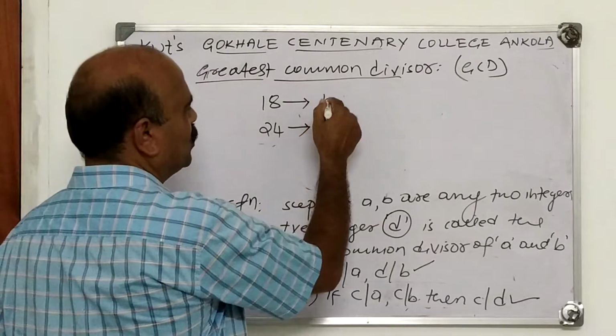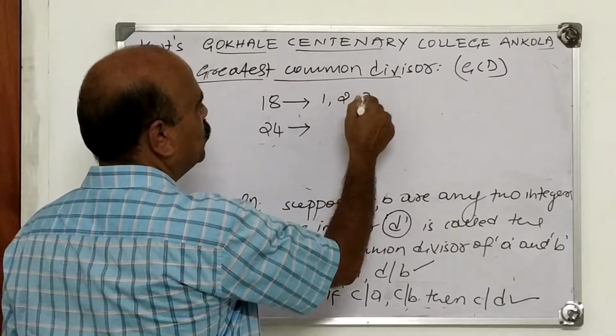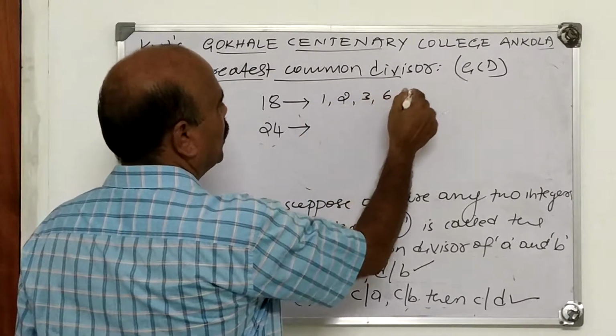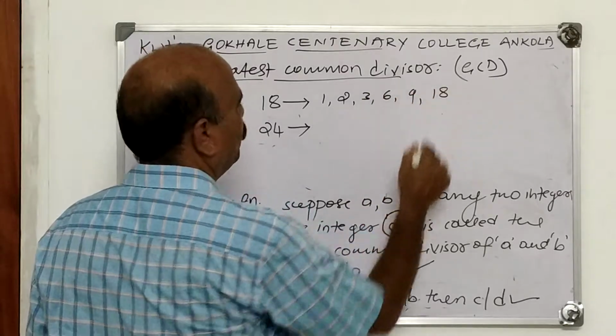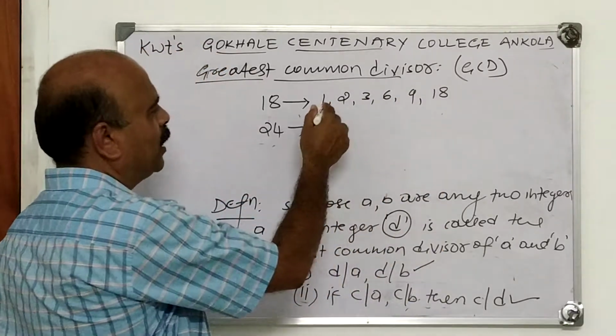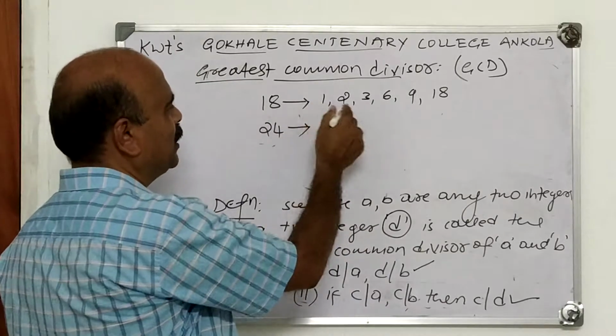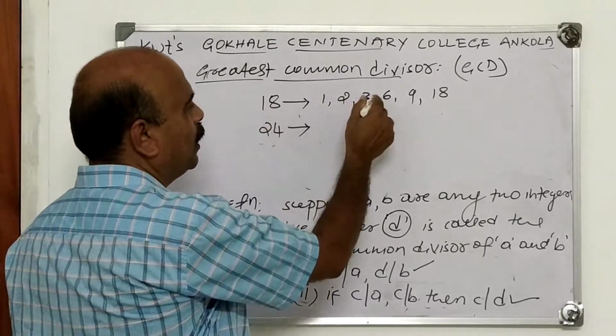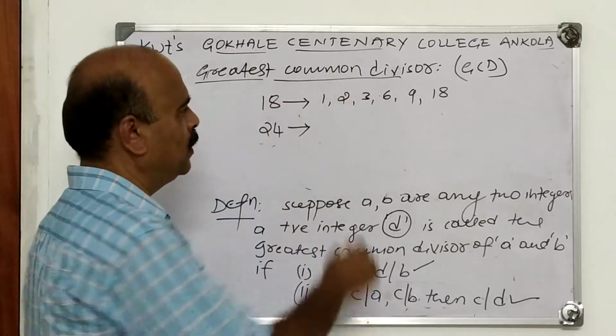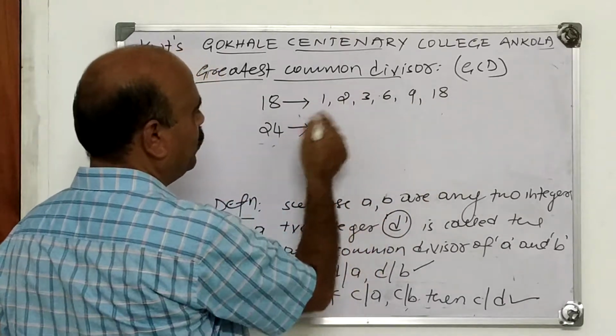What are the positive divisors of 18? 1, 2, 3, 6, 9, 18. You follow this one? What are the divisors of 18? 1 divides 18, 2 divides 18, 3 divides 18. But 4 doesn't divide 18. I have taken only positive divisors of 18.